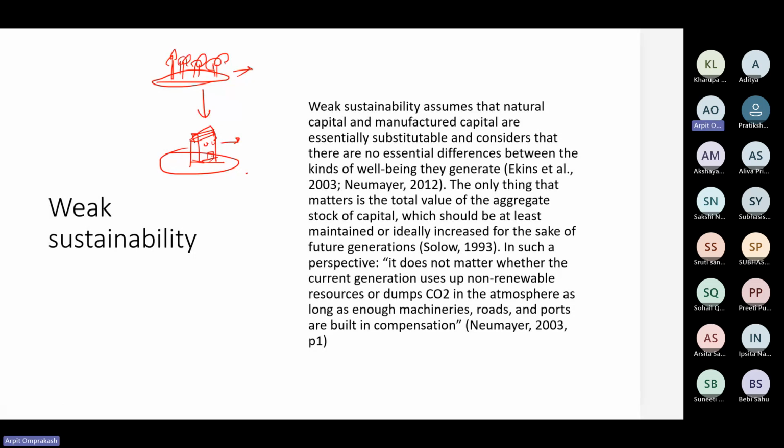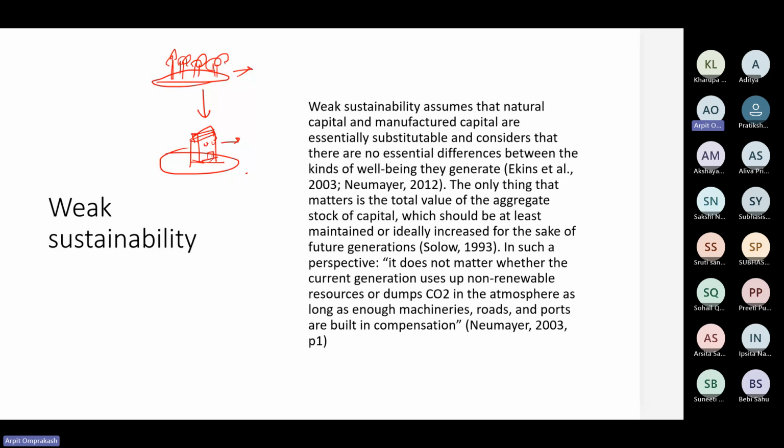In such a perspective, it does not matter whether the current generation uses non-renewable resources or dumps CO2 in the atmosphere, as long as enough machineries, roads, and ports are built in compensation. So basically, it doesn't matter if you harm the environment, as long as what you get out of it can monetarily compensate for the things that you are destroying.